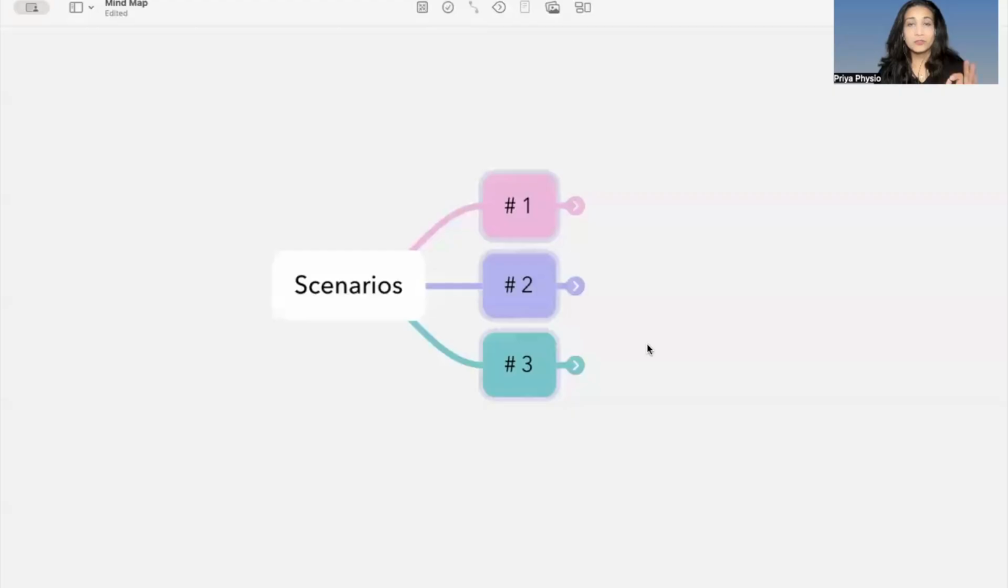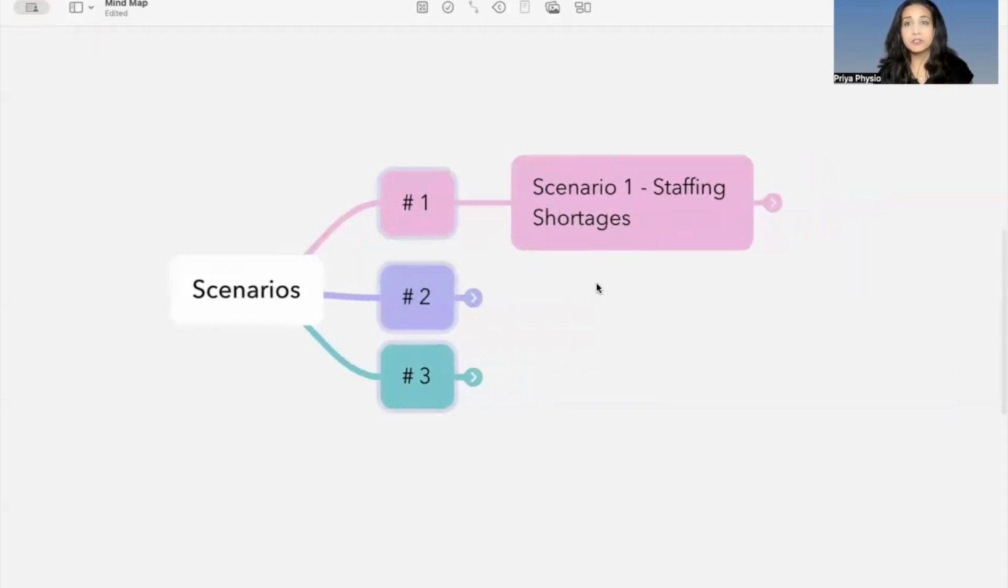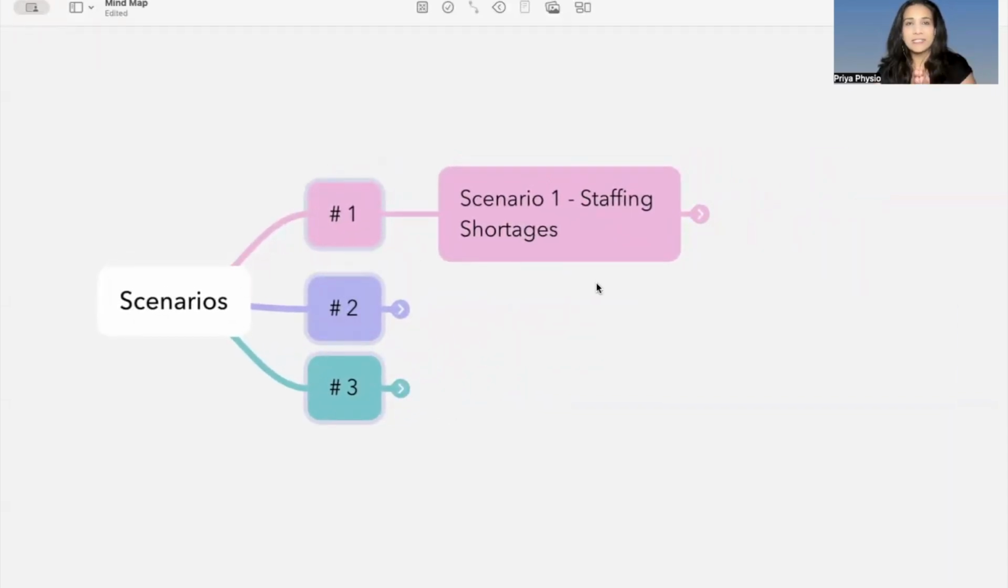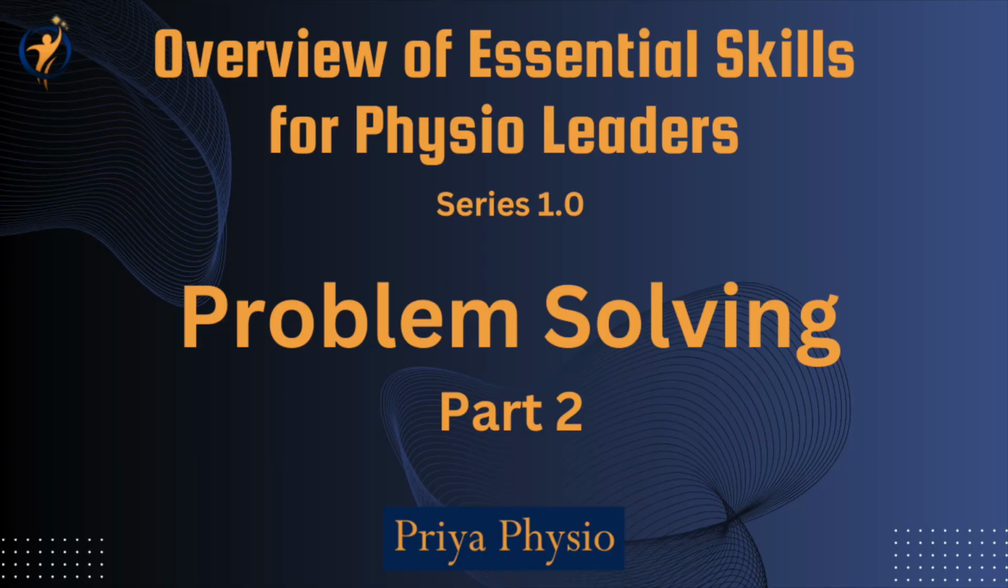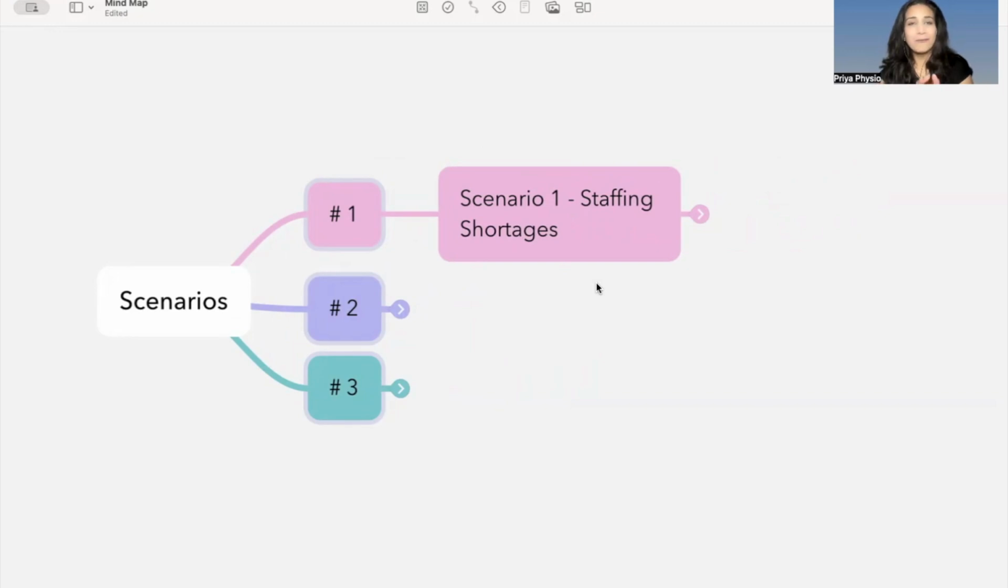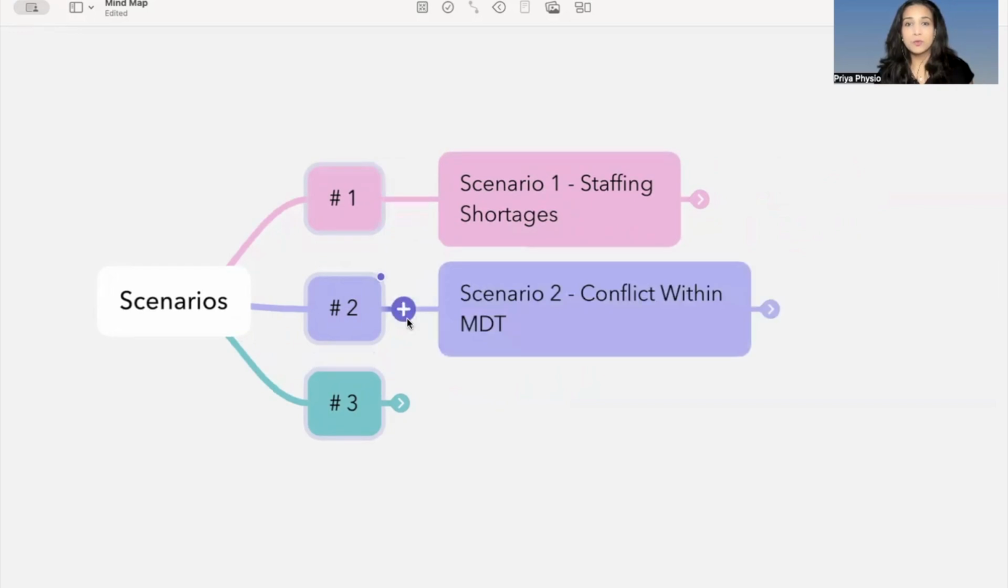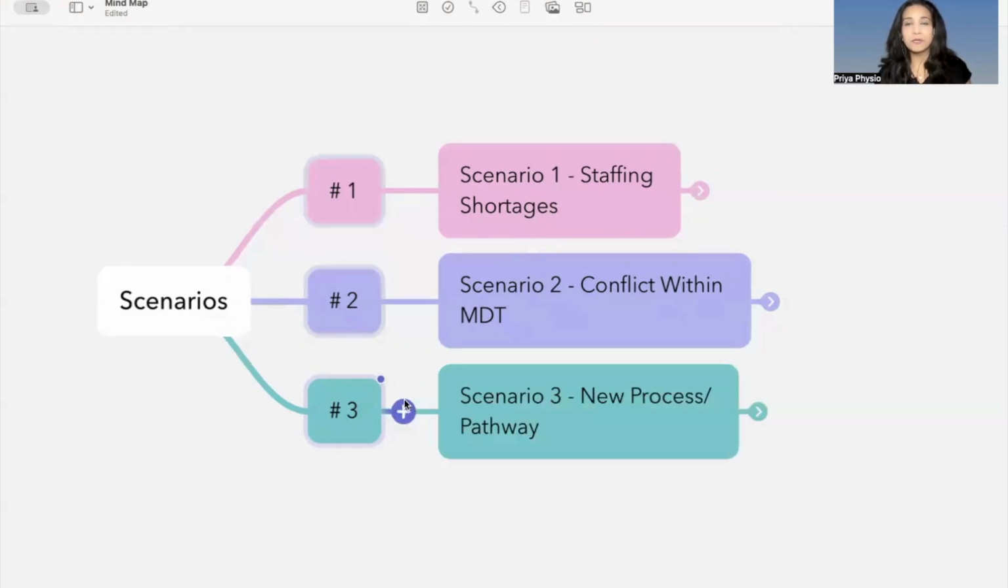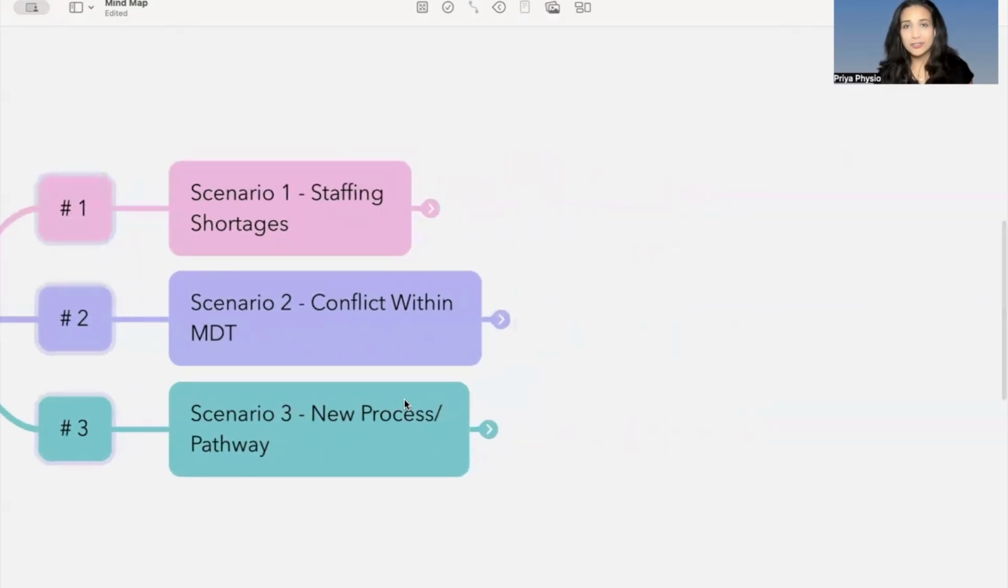So let's dive in. We are going to look at 3 scenarios today. Scenario number 1 is going to be on staffing shortages. It affects most teams, most trusts, most private clinics, no matter where you are, whether healthcare or technical sector, this is the biggest problem. Number 2, conflict within MDT. MDT is a multidisciplinary team. And the third scenario will focus on implementing a new process, implementing a new pathway or a protocol. So let's dive into the first scenario.